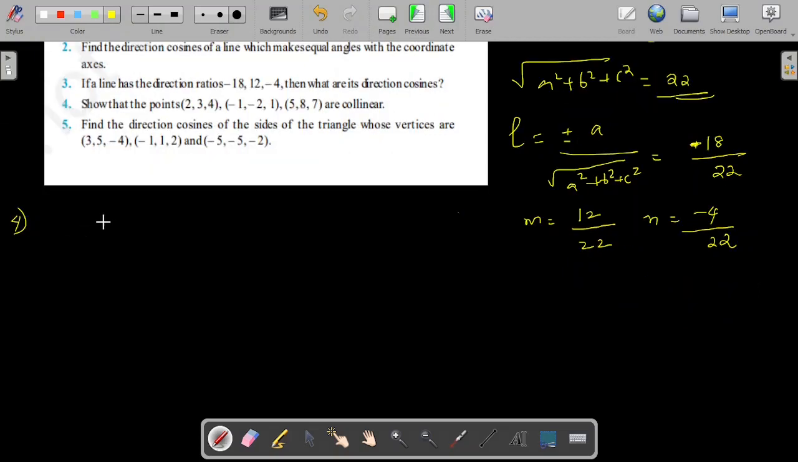Now, the fourth question is: show that these points are collinear. Collinear means they lie along the same line. So, I'll name the 3 points as A, B, C: first point, second point, third point. Now, first let us find the direction ratios of AB, then the direction ratios of BC.